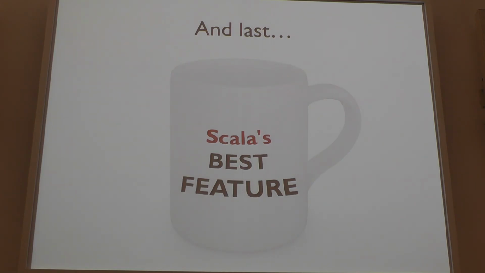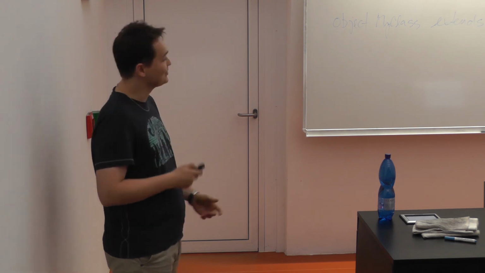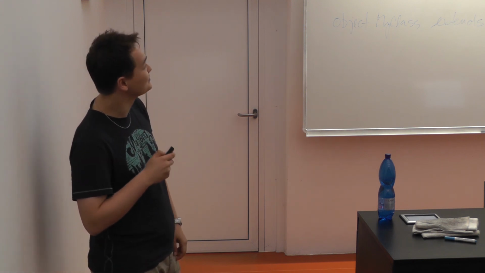And I was very quick actually. And the last feature, in my opinion the best, is the triple question mark. If you have some complex method in your code and you still don't know how to implement it, in Scala 2.10 you can use the triple question mark, which is implemented like this in your standard library. And the code will compile, you can go on and do other methods, and then go back and implement it when you're ready and when you know how to do that. And I think it's very useful. And I hope I will be able to use Scala 2.10 very soon.